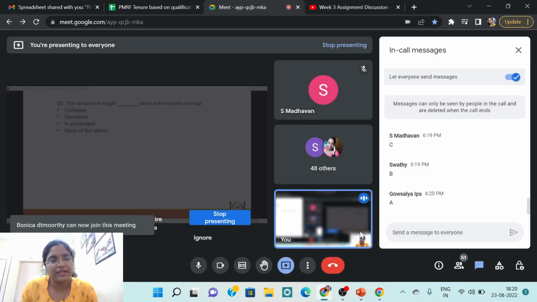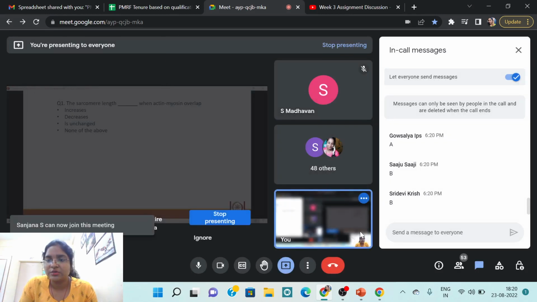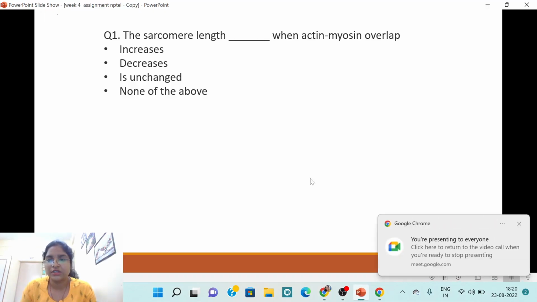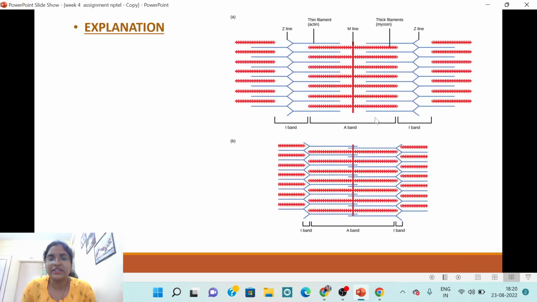Okay, many people are saying A, B, C. Okay, there are multiple answers, right? We'll see then what is the correct answer. So the correct answer is decreases. The sarcomere length decreases when actin and myosin overlap. Now we'll see how.